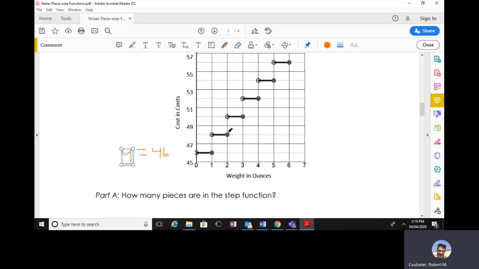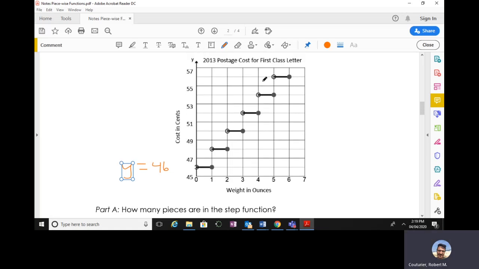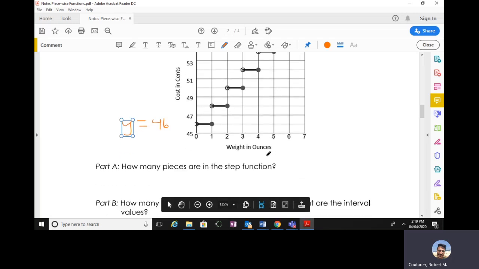Here's an equation, y equals 50. Y equals 48. This one's y equals 50. This one is y equals 52, 54, 56. There's 6 of them total. Oh my gosh, look at that.